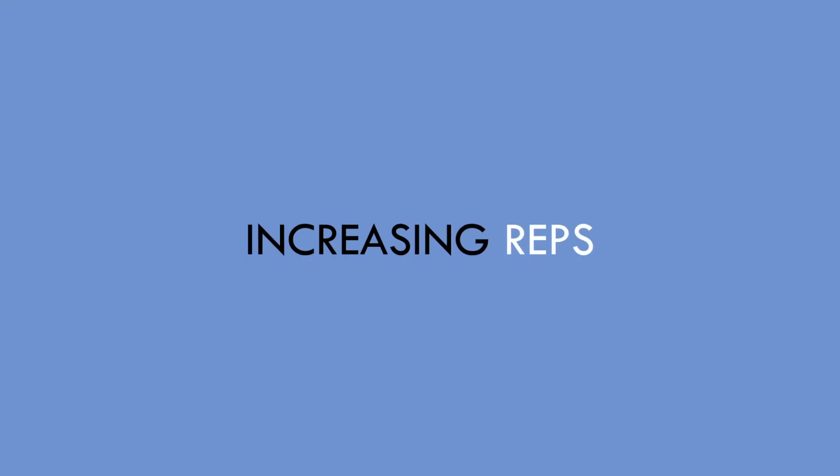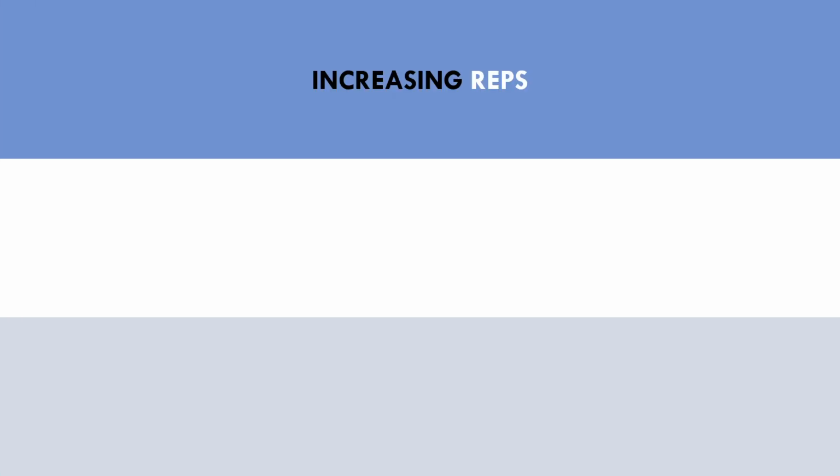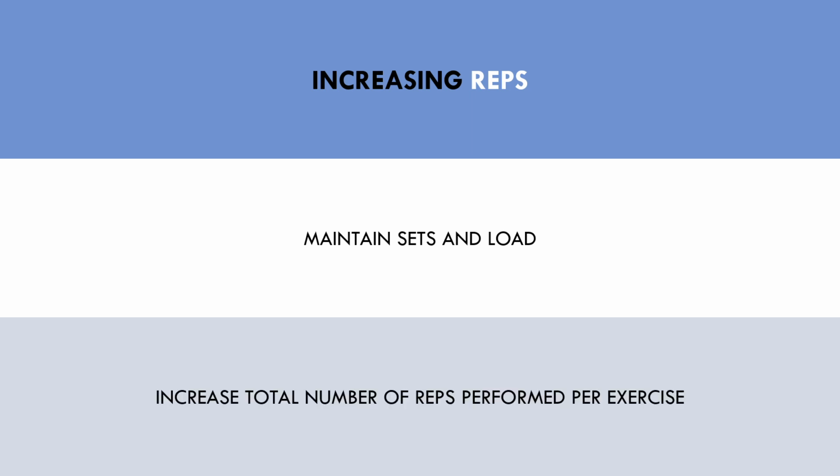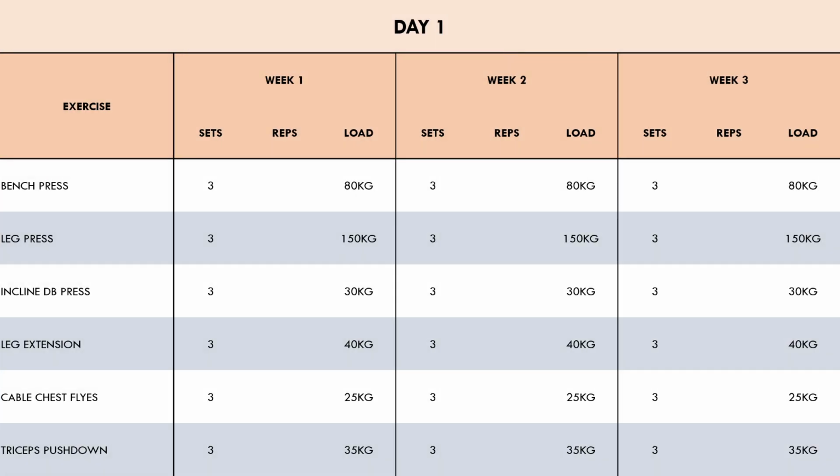Increasing the number of reps performed each week is the simplest way to progress hypertrophy training. This is simply achieved by keeping the number of sets and load the same from week to week, while more reps are performed over the multiple sets done for that exercise. This doesn't mean that the trainee must perform more reps on every single set for every single exercise compared to the previous week. It simply means that the total number of reps performed overall for a given exercise is greater than the previous week.